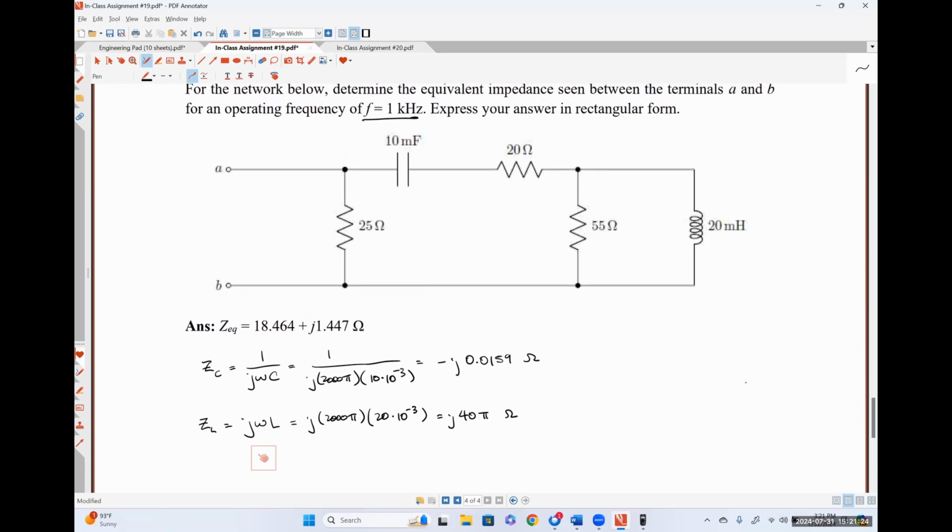So I'm just going to replace this inductance with an impedance of j 40 pi ohms. I'm going to replace this capacitance with an impedance of negative j 0.0159 ohms, or actually what I have stored in my calculator is X. And now, to determine the equivalent impedance of this network, I treat this exactly as if it were a resistor combination problem. So how would you guys handle this?